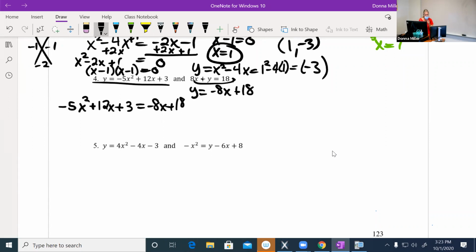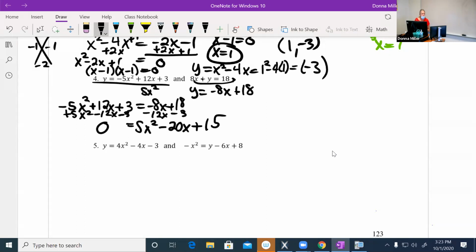All right? Okay, so I'm going to move everything over. Now, I don't like a negative leading term, so I'm going to move everything over to the right-hand side to make the negative 5x squared a positive, so I can factor without the negative up front. So I do have some method to that. I'm going to add 5x squared, minus 12x, minus 3. This side is 0. I get 5x squared, negative 12 and negative 8 is negative 20x, and 18 minus 3 is 15.